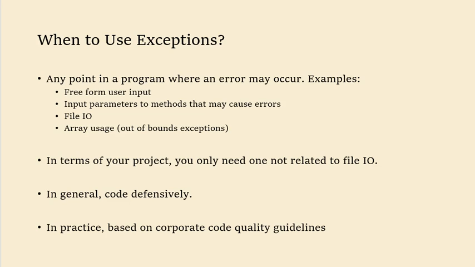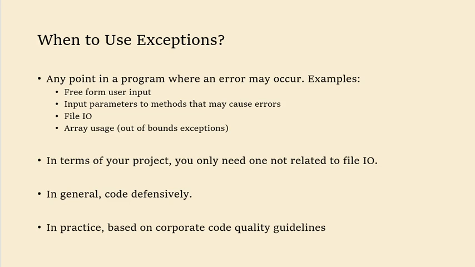File I/O is often used for exception handling because file not found is a big thing, right? So if you don't find the file, rather than crash the program, alert the user, maybe they can try again to fix the file name. It's so common that I do not allow that to be used to meet your requirement for the project. Your exception handling has to not be related to file I/O. And of course, the other usage is array usage, because out-of-bounds exceptions can occur all the time. In terms of your project, you only need to do one.